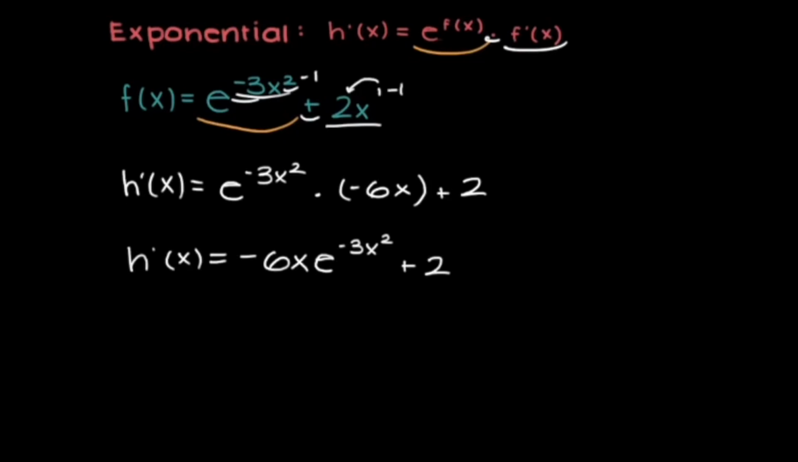But here, since we have a negative exponent, we need to arrange them one more time. So h derivative of x equals negative 6x over e to the 3x squared plus 2. And this is the final answer.